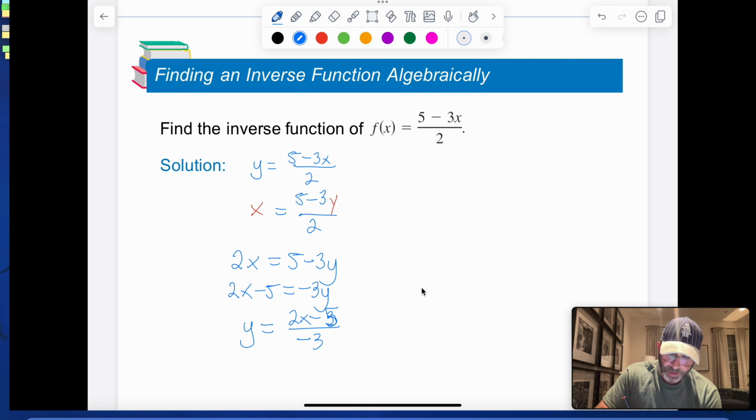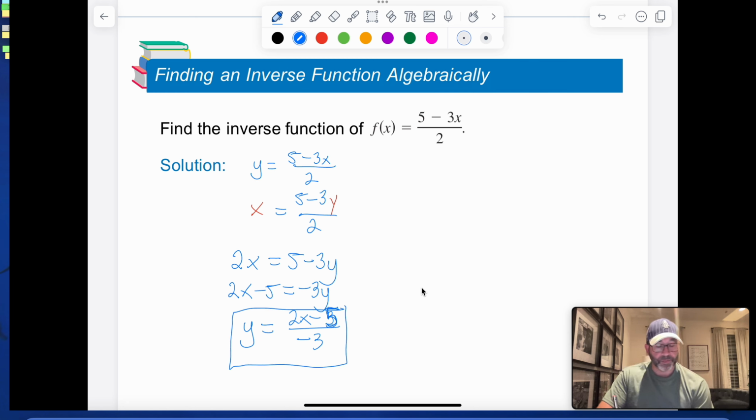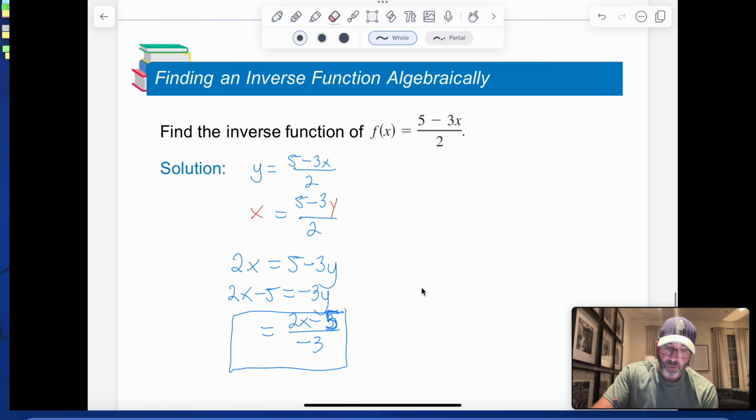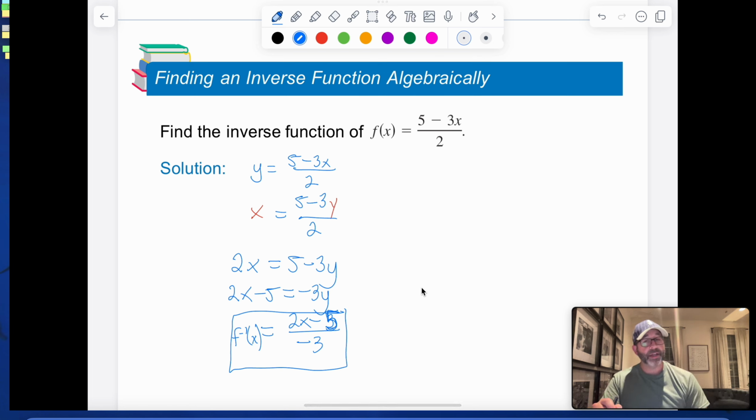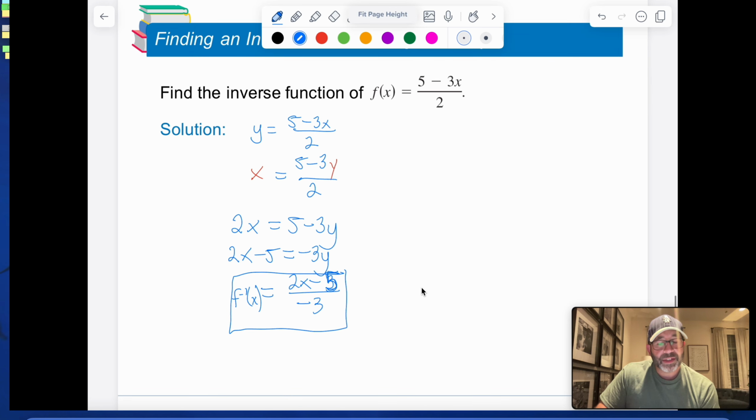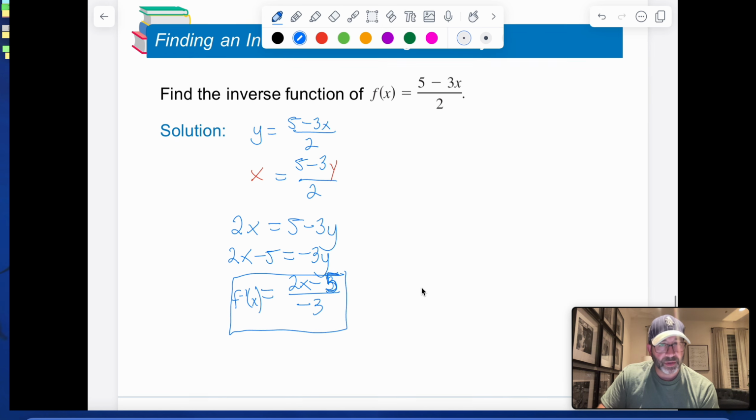That's supposed to be a 5 right there. Okay? And that is our inverse function. So we would actually conclude it by saying, instead of saying y equals, we would finalize and say that f of negative 1, the inverse, is equal to 2x minus 5 divided by negative 3. Now, let's take a look at the graph and see what this looks like.